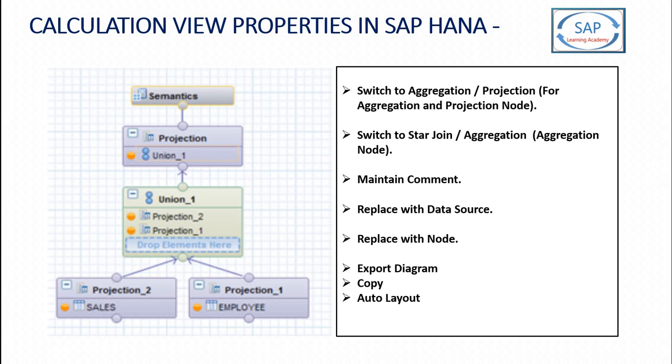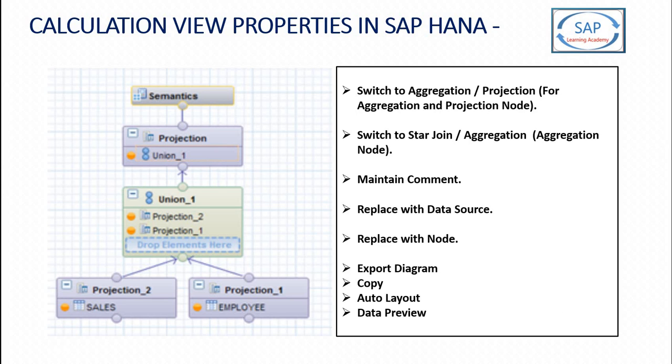Next is the auto layout. Suppose when you are doing the development, all the nodes can be disordered, maybe projection can be here and there. So this auto layout means that it will make your calculation view look standard. It is just like pretty printer in SAP ABAP where all the code will be aligned. Similar to that, here also using this option auto layout, all the blocks, all the nodes will be aligned to have a standard look.